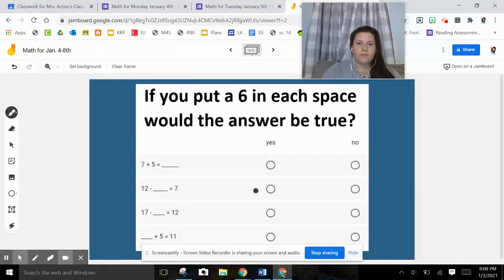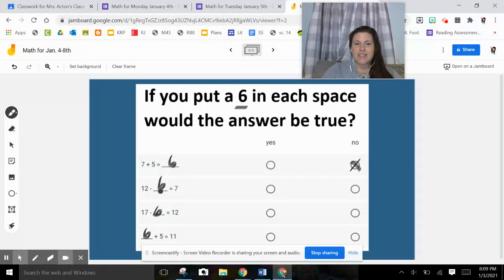All right, so the first one is: if you put a 6 in each space, would the answer be true? That means there are spaces in every single one of these equations. If you put a 6 in each of those spaces, a 6 right here, a 6 right here, a 6 right here, and a 6 right here, would the answer be true or not? So basically you would say 7 plus 5 equals 6. You can already tell that's not going to be the answer because 7 is already bigger than 6. If you take 7 and add 5 more to it, your number is going to be way bigger. So that's definitely a no.